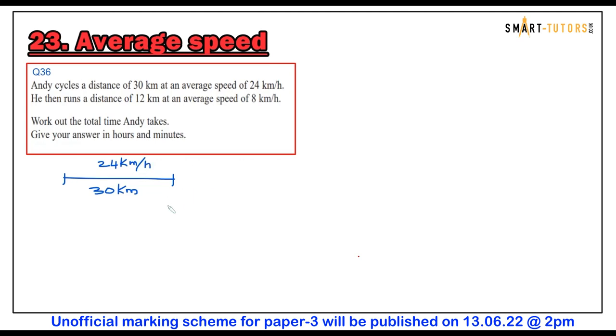He then runs a further distance of 12 kilometers with a different speed, 8 kilometers per hour. So this is 24 kilometers per hour. Then he comes to a stop, 12 kilometers at 8 kilometers per hour. Work out the total time Andy takes. Give your answer in hours and minutes.